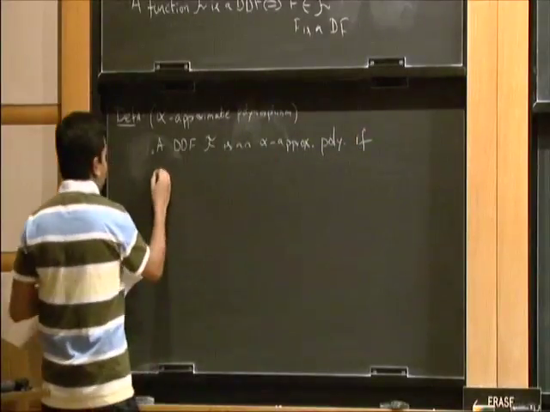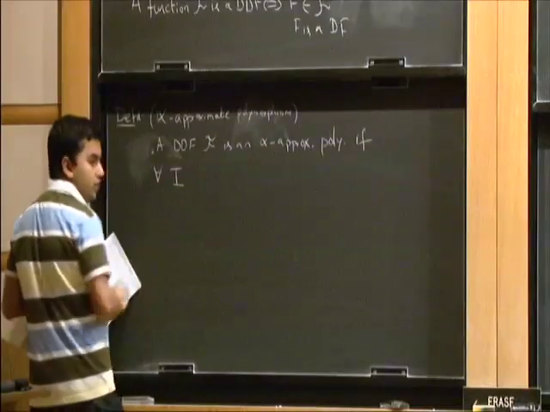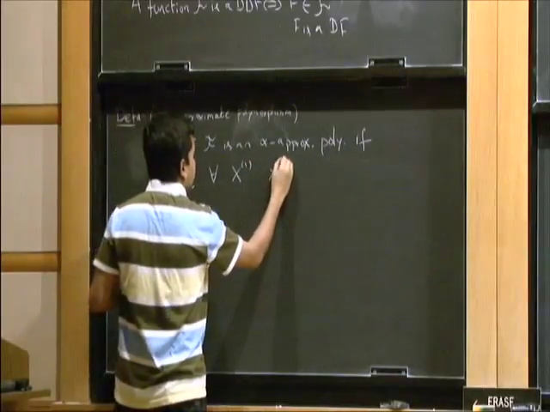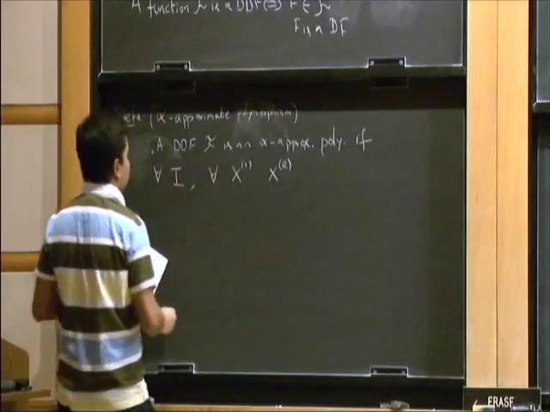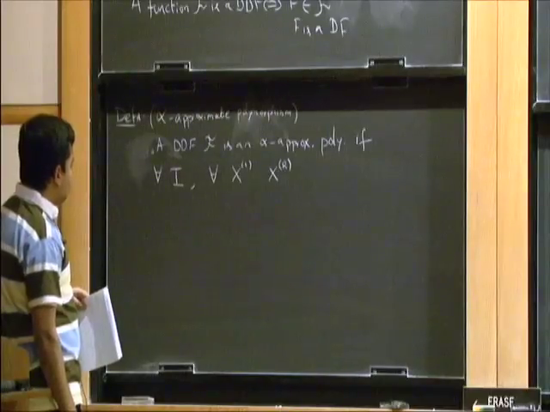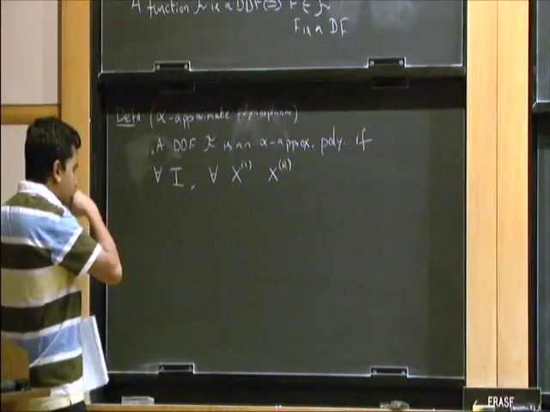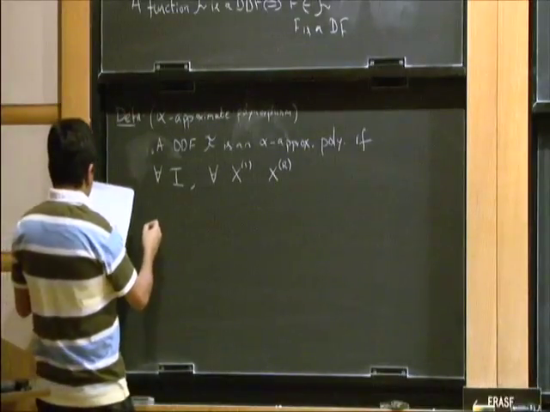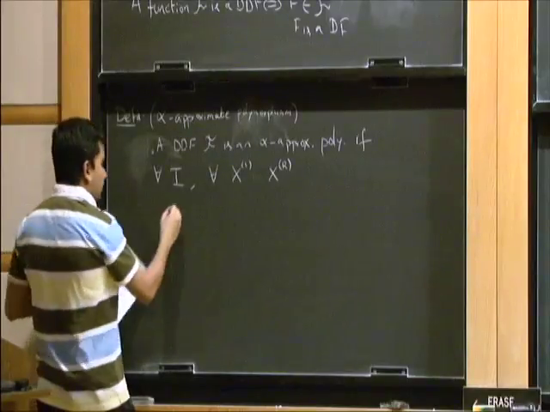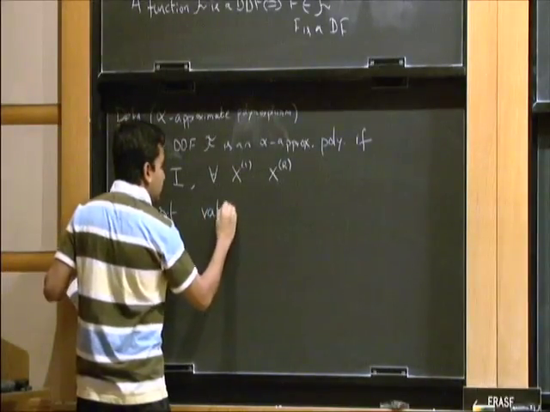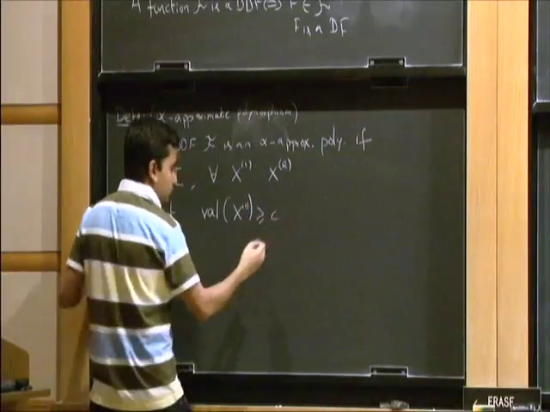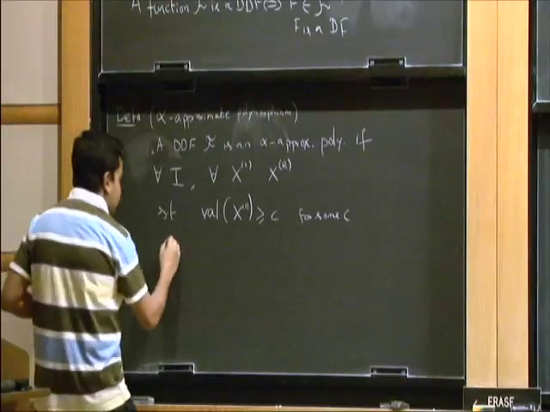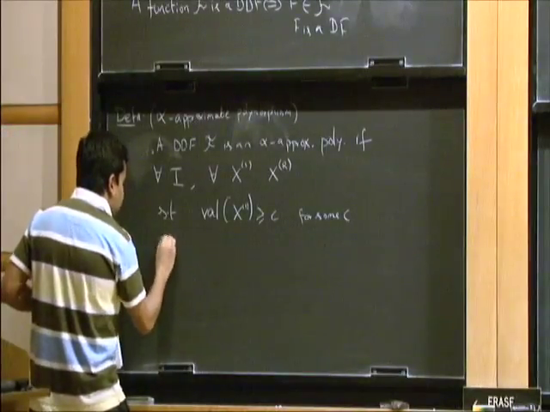if for any instance I of the problem, and given any set of R solutions to this instance, such that the value of each of these solutions is at least c for some c, then the value of the combined solution has to be at least alpha times c. I'm assuming that everything in the DDF has the same arity. So what is the combined solution? How do you combine?